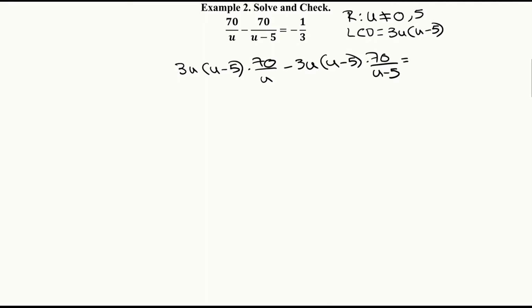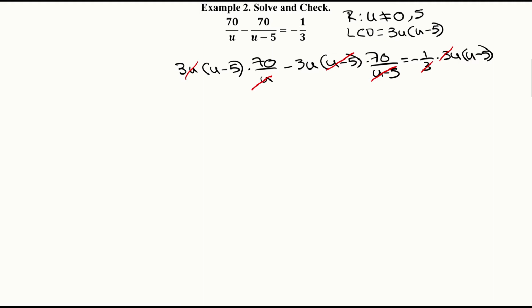And on the other side, we have negative 1/3, which we're also going to multiply by the LCD, because we always have to multiply on both sides if we're going to multiply an equation by any number. So now we'll go ahead and cross cancel as much as possible. So here we notice that the u's can cancel out. In the next term, we notice that the u minus 5's cancel out. And on the other side, we notice that the 3's cancel out.